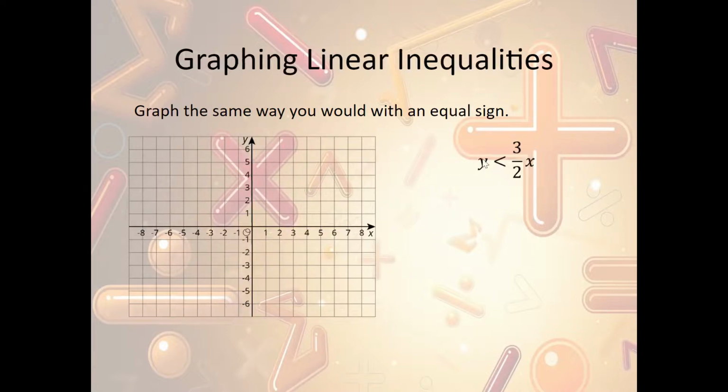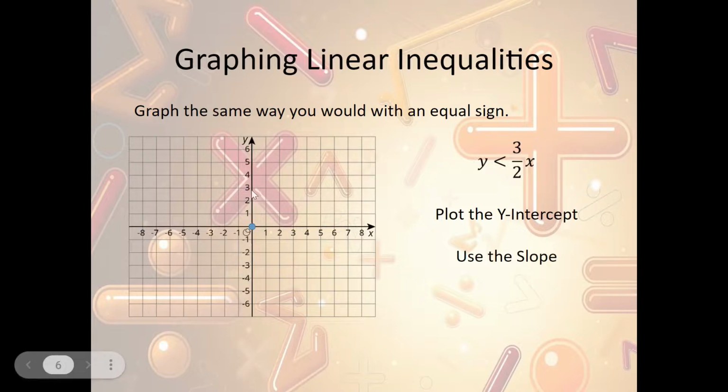Well, when we graph these, we have y is less than 3/2 x. So we're going to plot the y-intercept first. Notice there is none listed here, so our y-intercept is 0. So I'm going to go here to 0 and plot my point. And my slope is 3/2, so I'm going to go up 3 to the right 2. So I go up 3 to the right 2, plot my point.